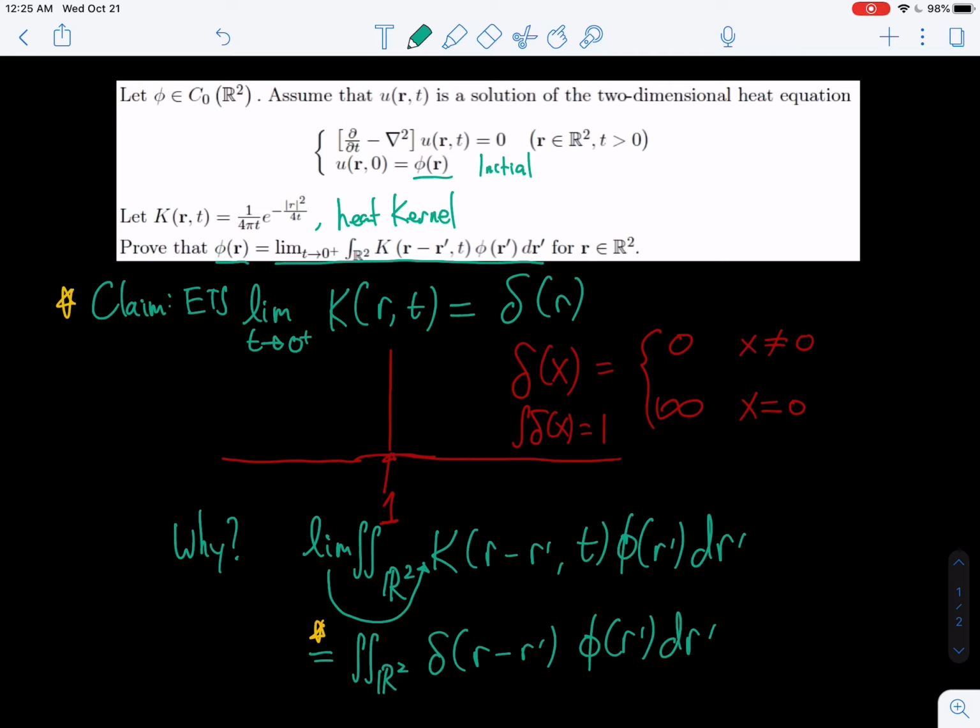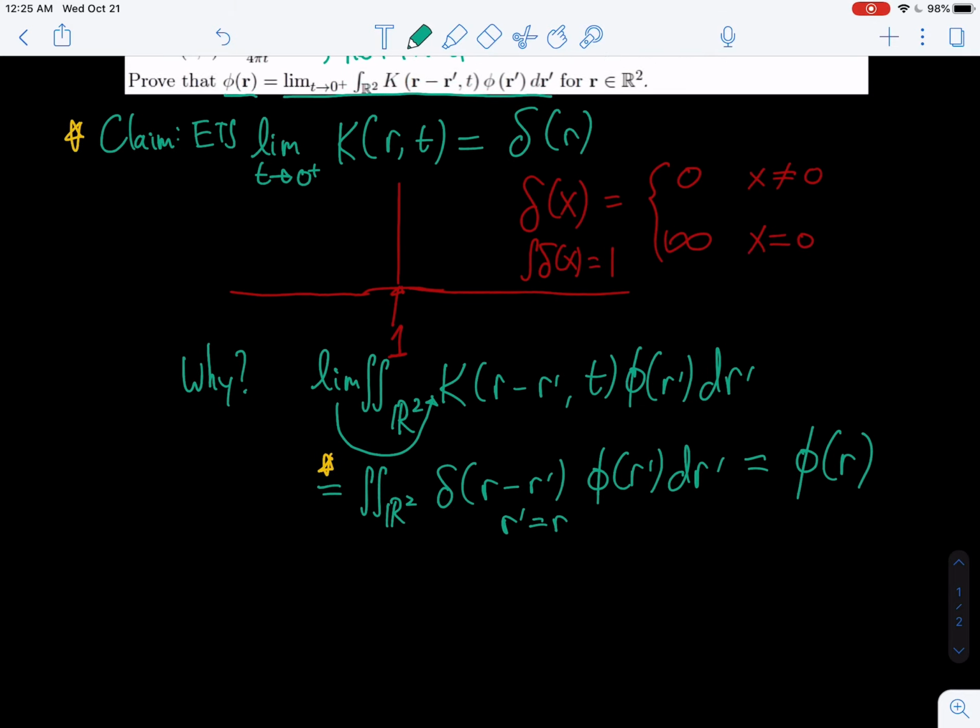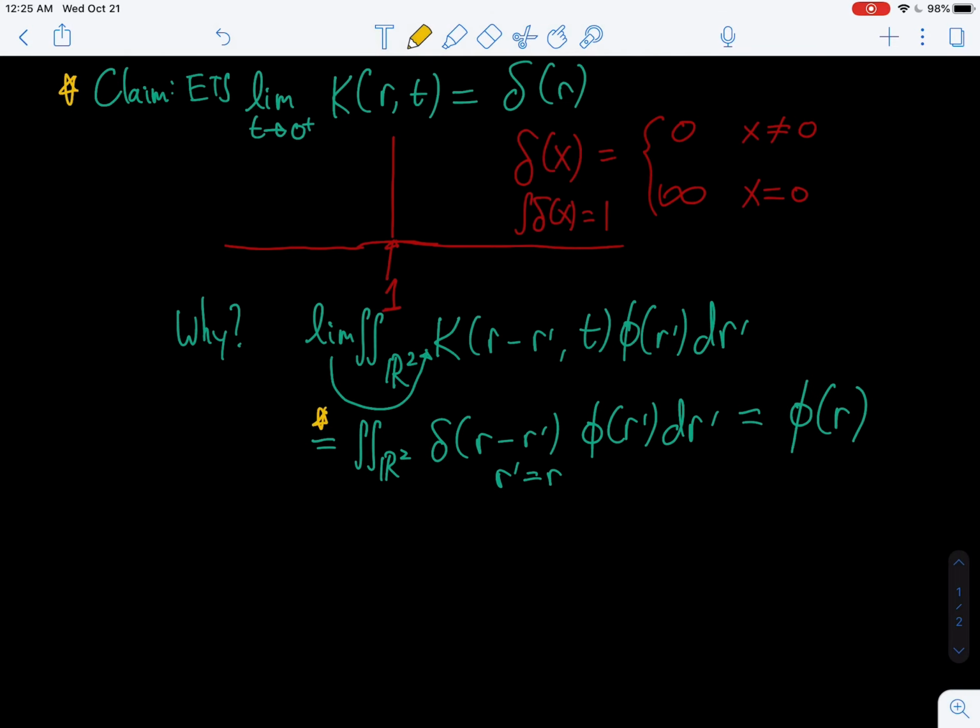Now we're integrating this over every r prime, right? But it's always 0 unless r prime is equal to r. And it is at this moment when we double integrate the delta function, as I've said before, we get 1, right? So this is going to be phi of r. This is the only r that survives in some sense. And this is how we prove it. So all we need to do is prove this claim, okay?